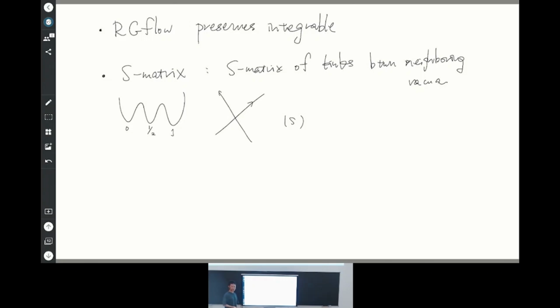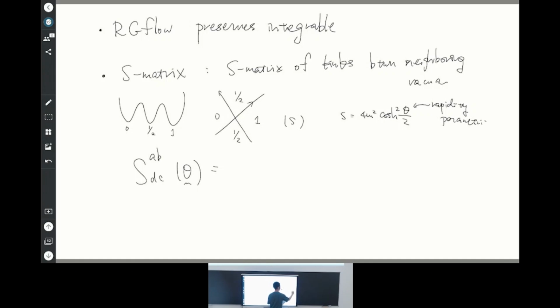Because it's 1 + 1D, there is no independent T, so you only have the Mandelstam variable S. But in addition, you also need to keep track of what these vacua are, since these are worldlines of kinks. So in other words, the S matrix has a bunch of indices on top of the Mandelstam variable S, where S and theta are related by S equals 4m squared cosh squared of theta over 2. This is the usual rapidity parameterization, which is convenient in 1 + 1D.